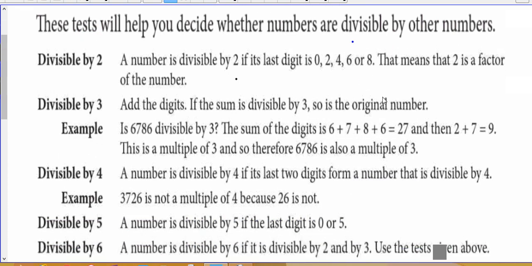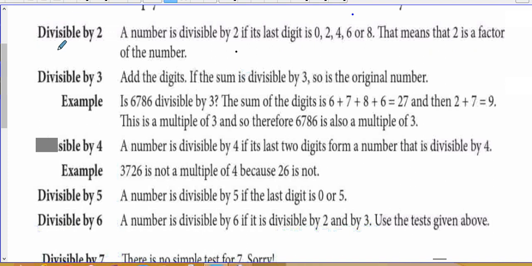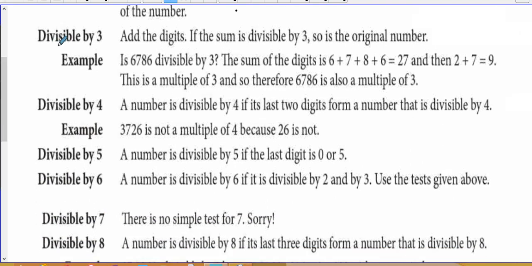For example, if you want to find out if a number is divisible by 2, we say a number is divisible by 2 if its last digit is either 0, 2, 4, 6, or 8. A number is divisible by 2 if its last digit is either a 0 or a 2 or a 4 or a 6 or 8. That means that 2 is a factor of the number.